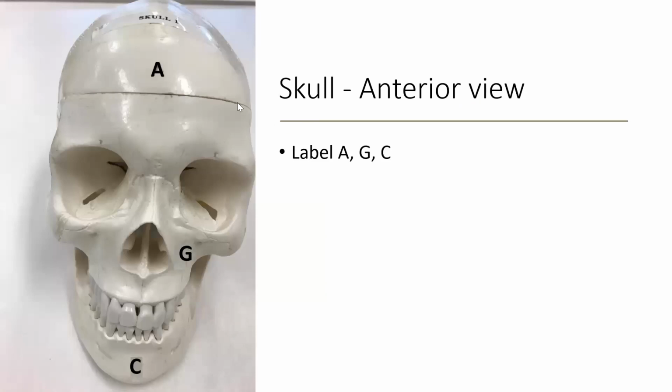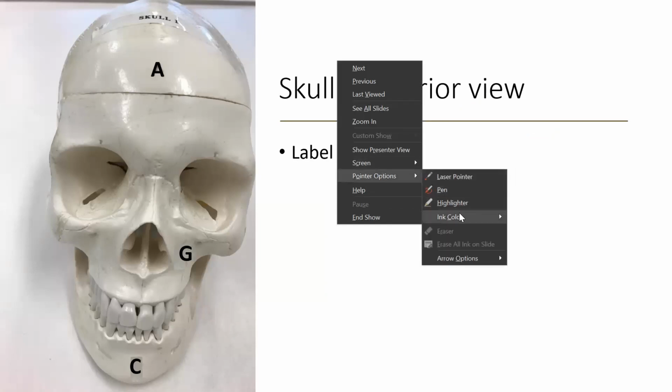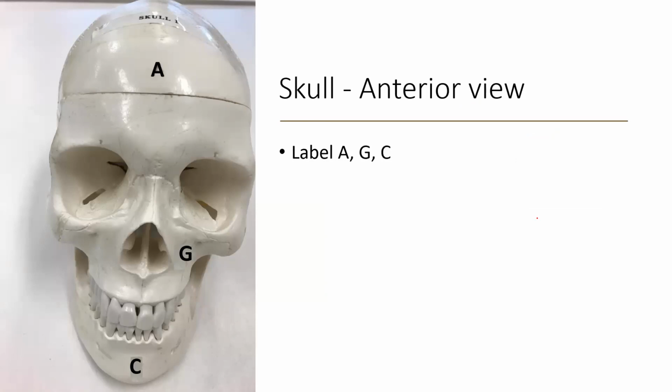Label the skull. Okay, so A is the frontal bone. Frontal bone. Right here, frontal.